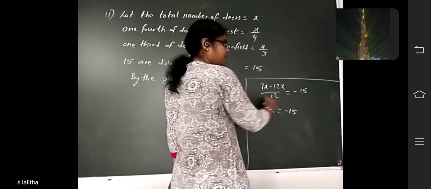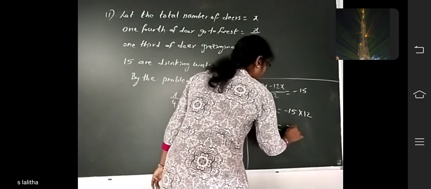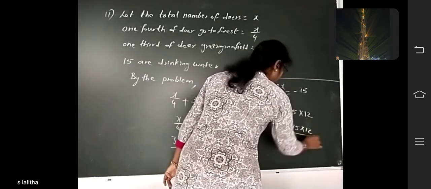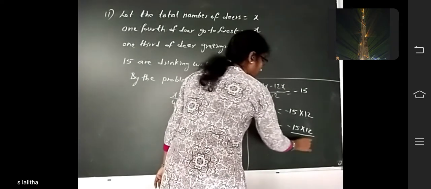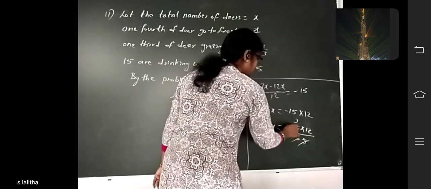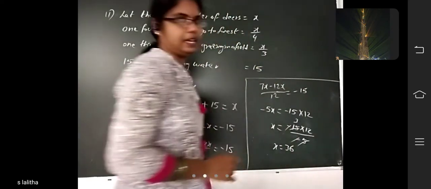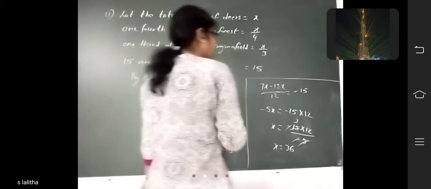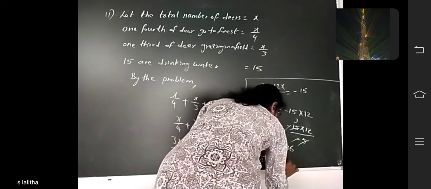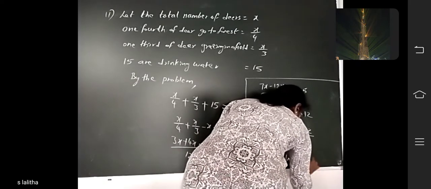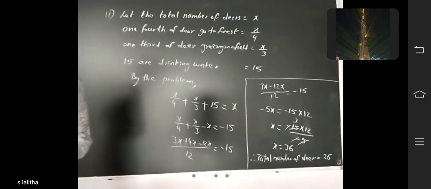Here 12 is divided. If you transpose it here, what will become? Multiplied. So x is equal to minus 15 into 12 by minus 5. The minus 5 is transferred here, what will become? Divide. So 5 3s are 15, minus minus will be cancelled. 3 12s how much? 36. Okay. So total number of deer how many? 36. Therefore total number of deer equal to 36. Okay? Right.